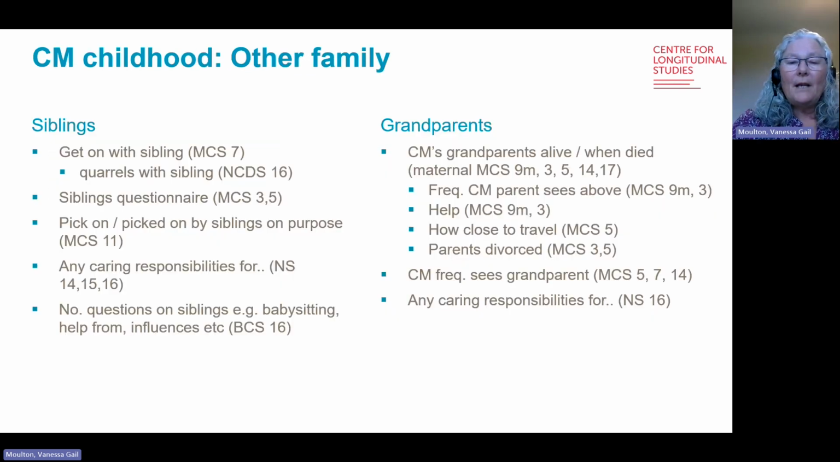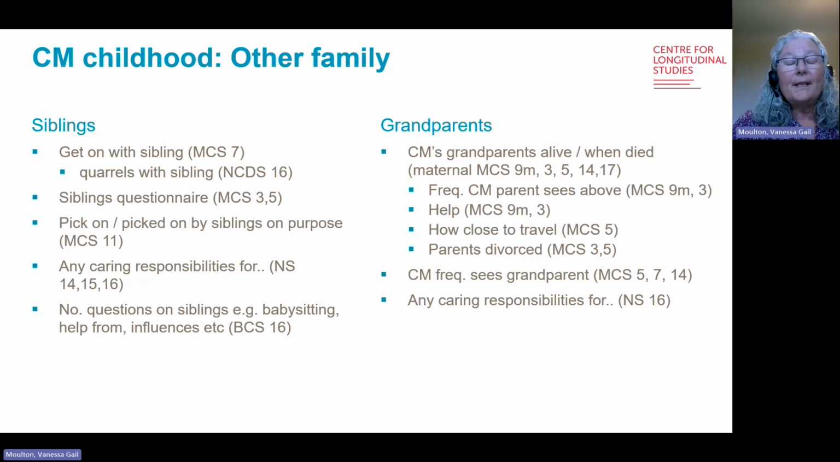So looking at other family relationships, when the cohort member was a child, some information was collected on siblings. For example, whether they get on, whether they quarrel, whether they have caring responsibilities for other siblings. And a questionnaire was completed by the cohort member's siblings in the Millennium Cohort Study at age 3 and 5.